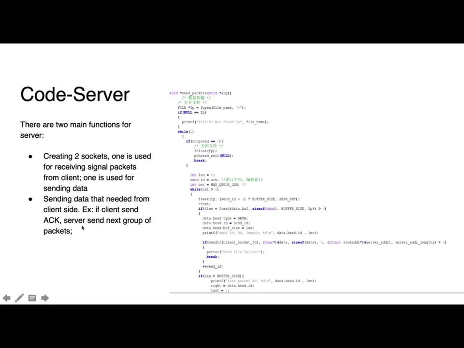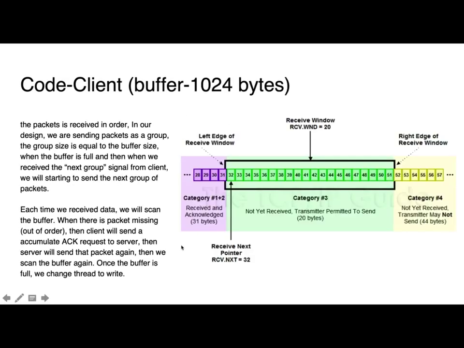The second function for the server is to send data that are needed by the client side. If the client sends ACK, the server will send the next group of packets. If the client sends a resend request, the server sends exactly the packets that the client wants. Next is the client part, which is also the most important part of the code that we wrote.